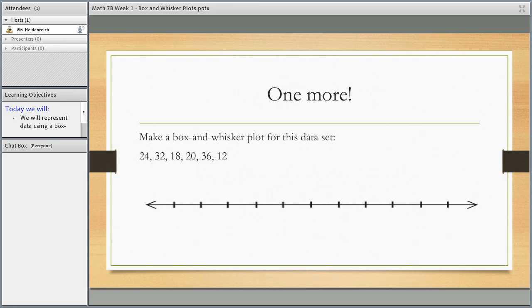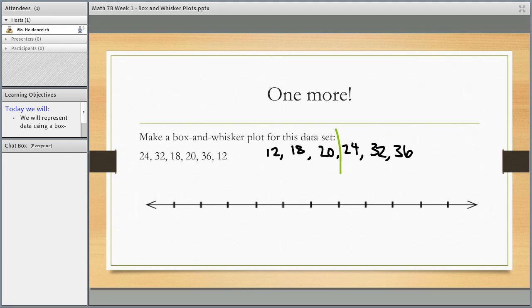All right, now I think it helps to see one last example, just so that you can solidify your understanding here. So here's a data set of 6 values, actually. I think I meant to include 7, but that's okay. So we're going to order our data set in order. And then we're going to find our median. That's the first step. So the median is going to be right in between 20 and 24.